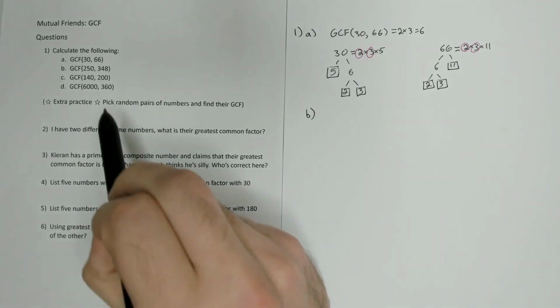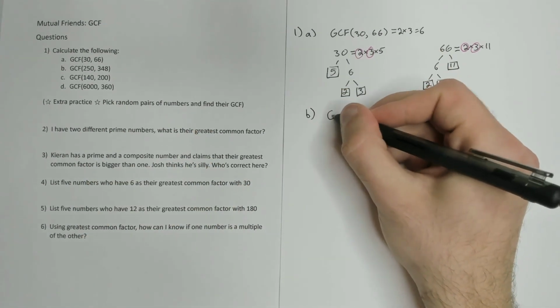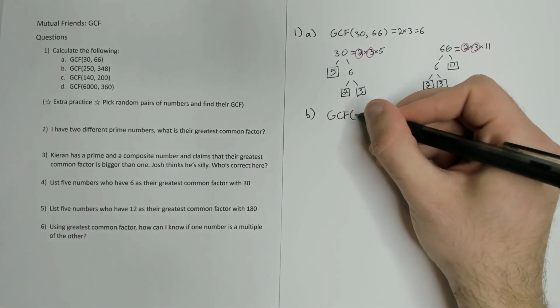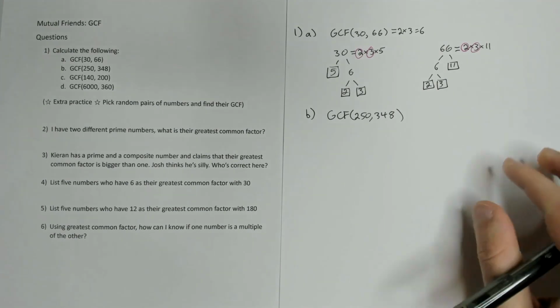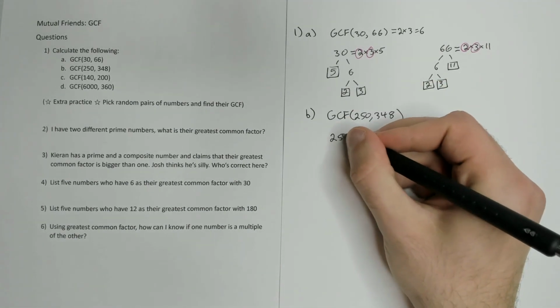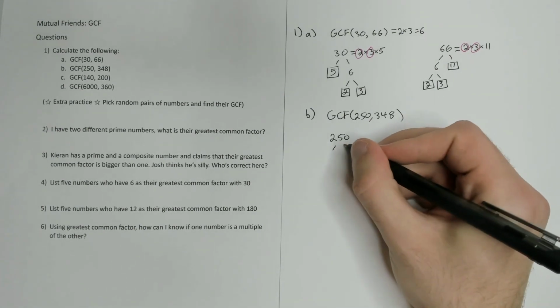Let's go on to part B. So I have some bigger numbers here, but we're still going to have some fun with it. So let's not be frightened by a few extra digits, we're better than that. So we will start with prime factorizing 250, right? To find this greatest common factor, we've got to get the prime factorization of each of these.